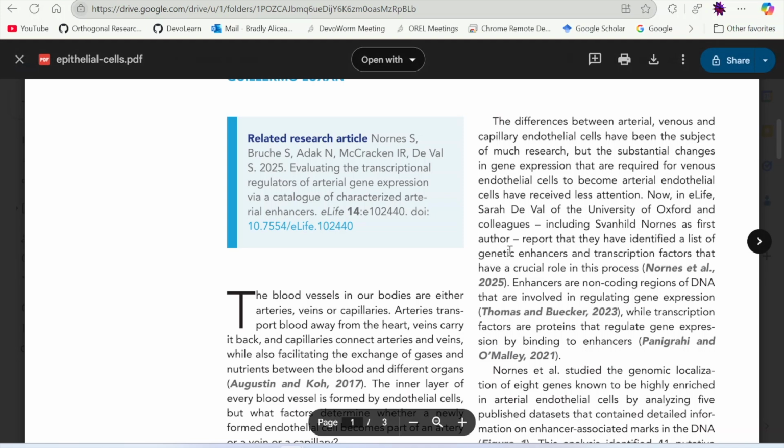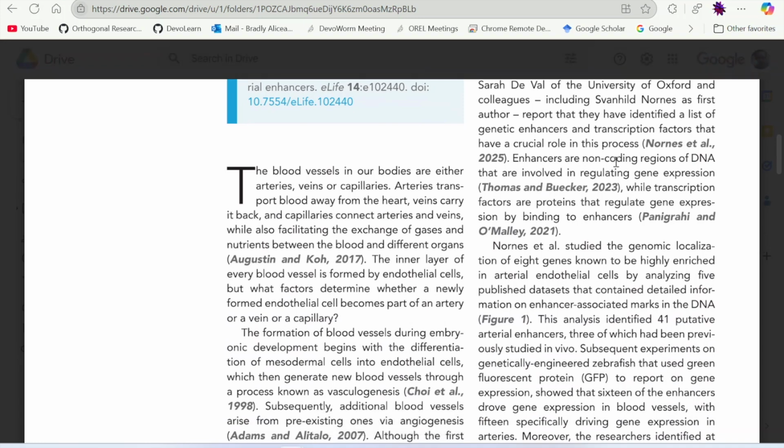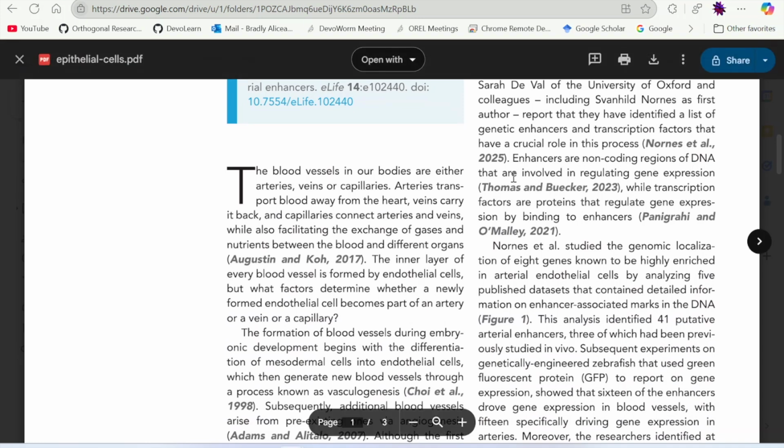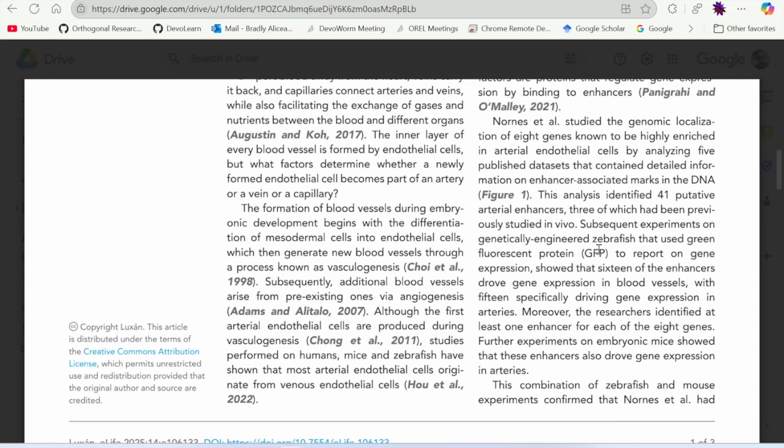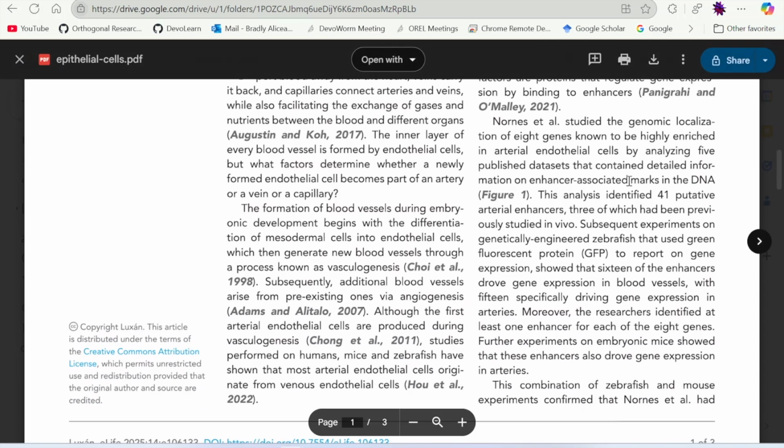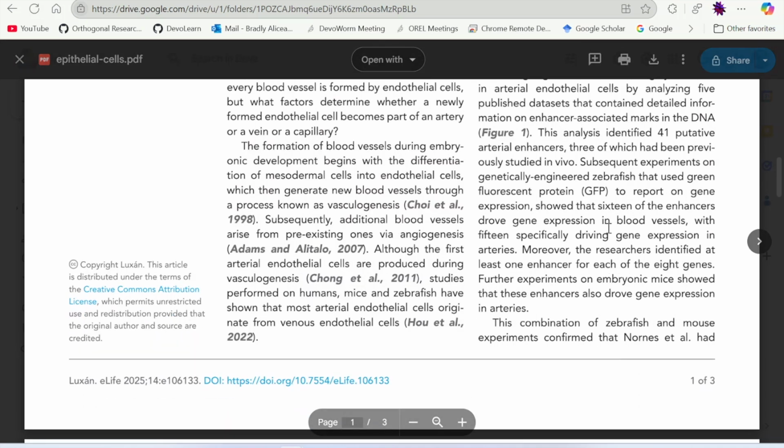report that they've identified a list of genetic enhancers and transcription factors that have a crucial role in this process. Enhancers are non-coding regions of DNA that are involved in regulating gene expression, while transcription factors are proteins that regulate gene expression by binding to enhancers. And so this goes through kind of what they do here in the paper, and they find 41 putative arterial enhancers, 3 of which have been previously studied in vivo.